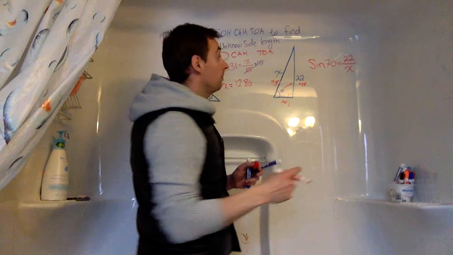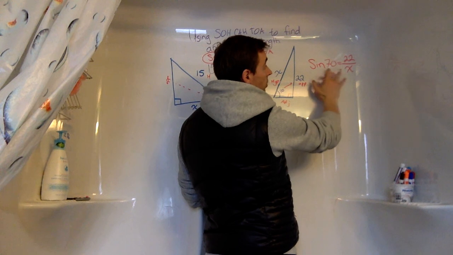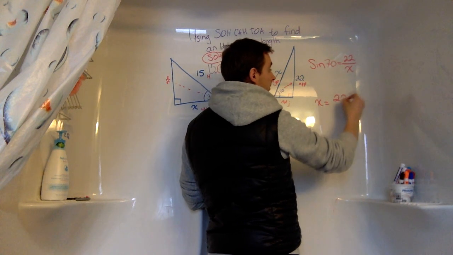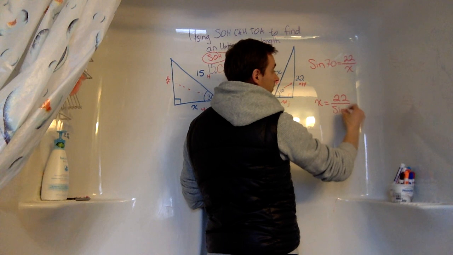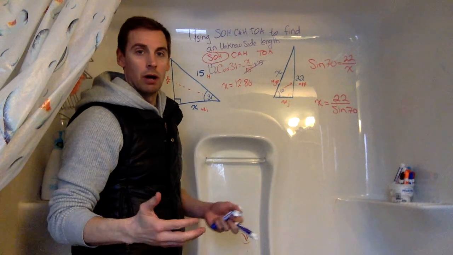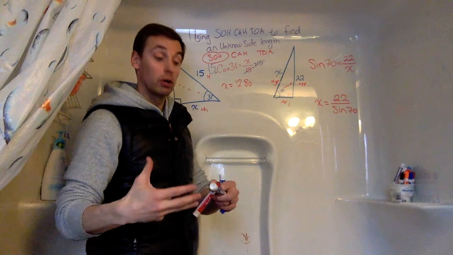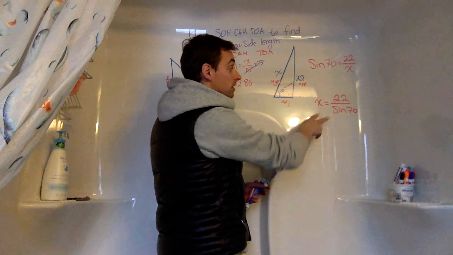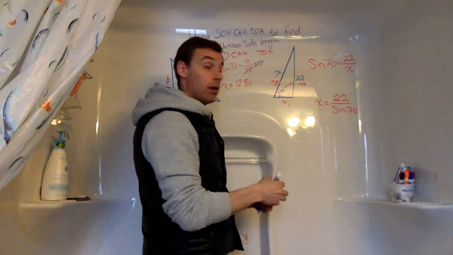One quick way of solving it, if you ever get into this situation, is to just switch your x and your sine 70. Now if you look at that and go, well, I don't understand how you got there, I'm going to show you how. This is the longer version of how we got to that point. This is the fast way. This is the long way.